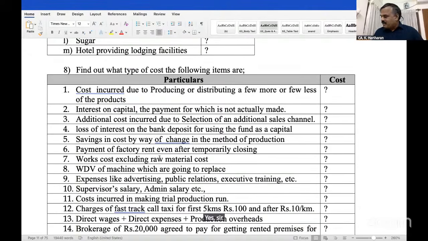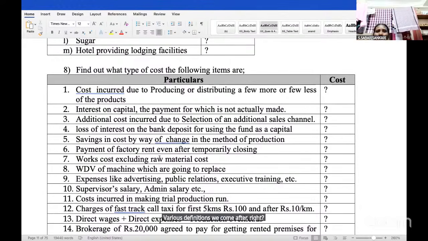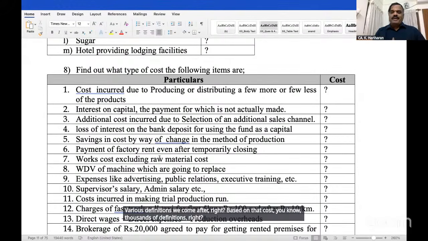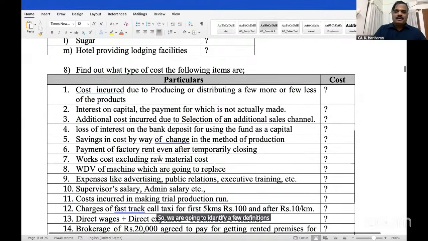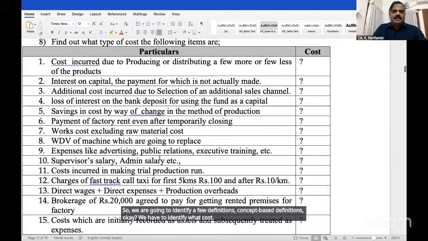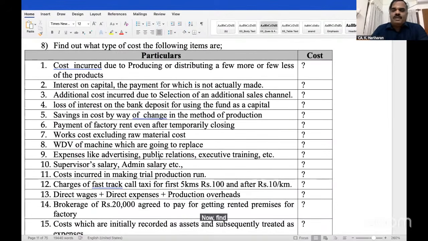Yesterday we came across a definition class, right? Various definitions we come across, right? Based on costing, thousands of definitions. Clear? So we are going to identify a few definitions, concept-based questions. Okay, we have to identify what cost. Now, find out what type of cost.